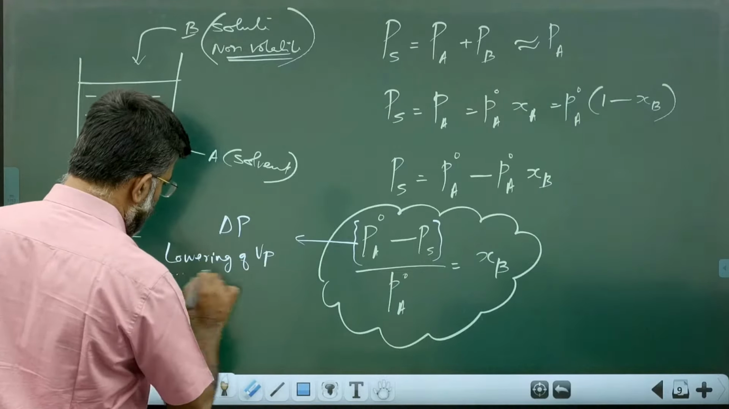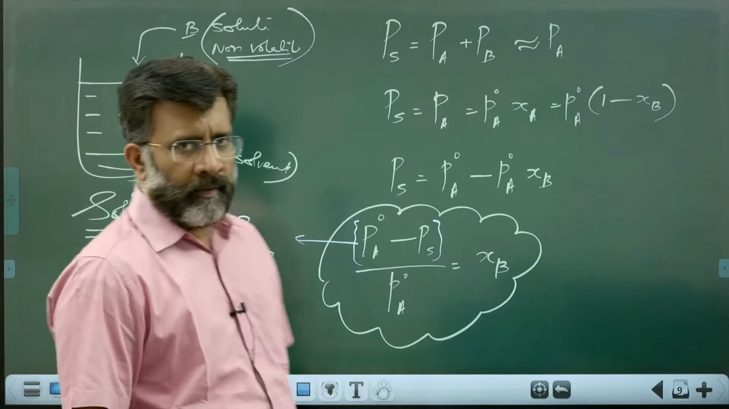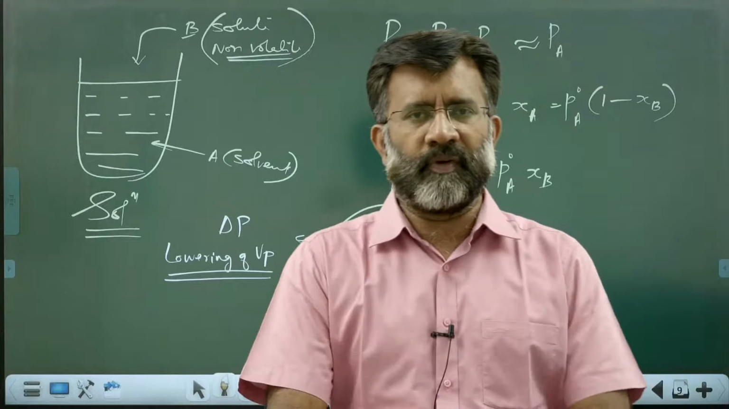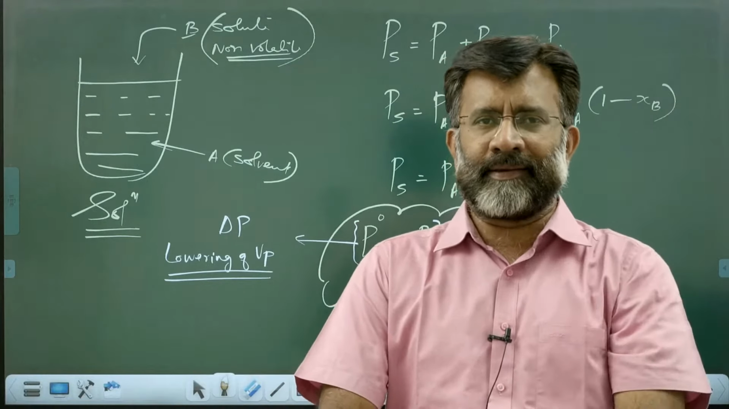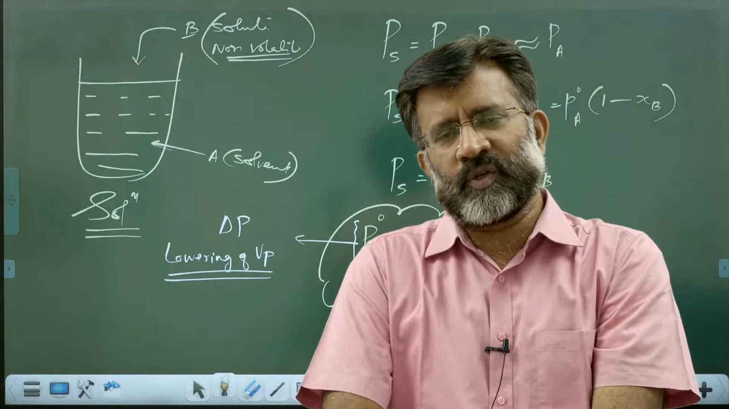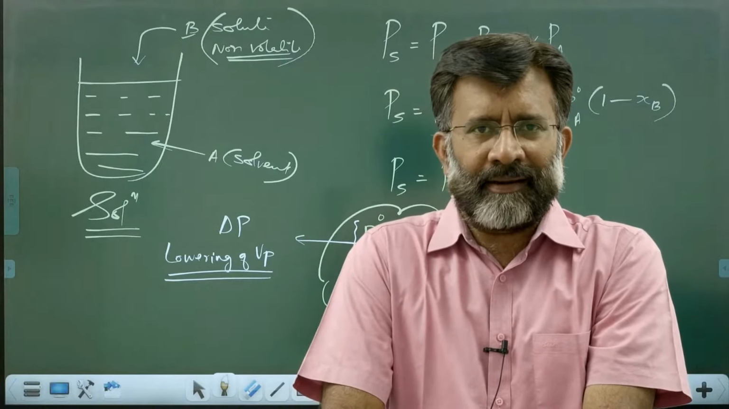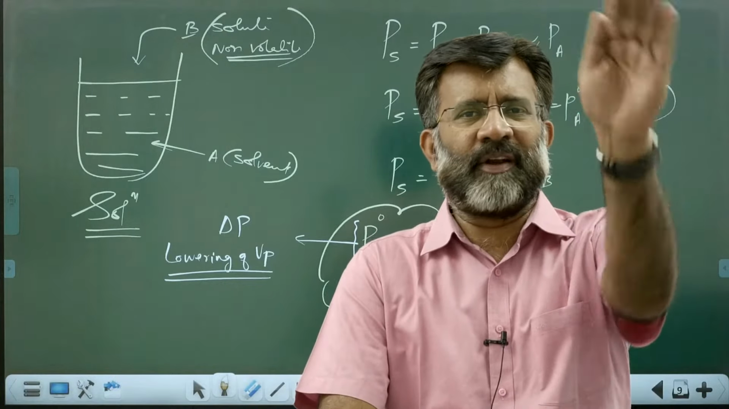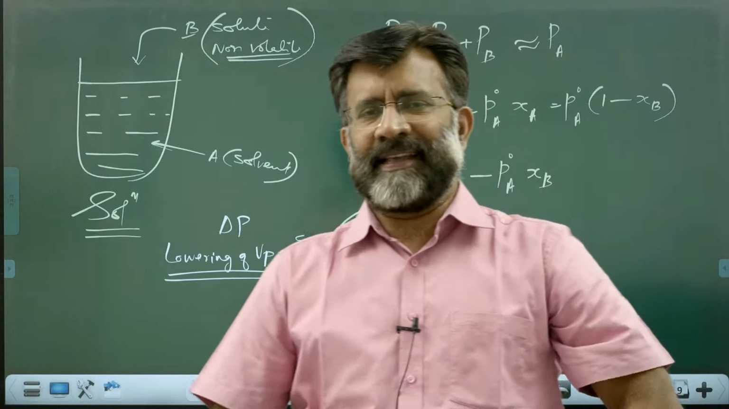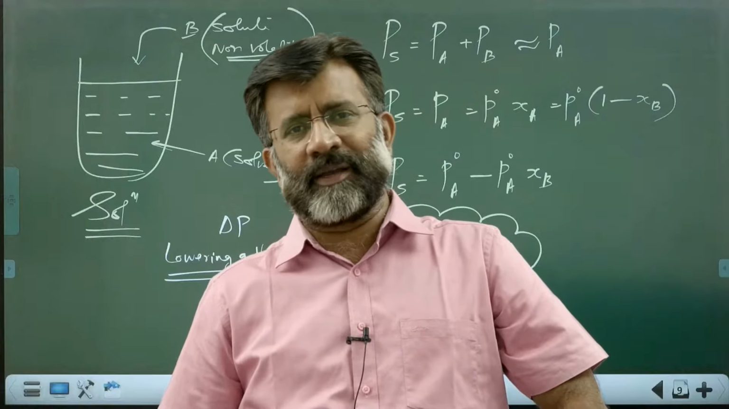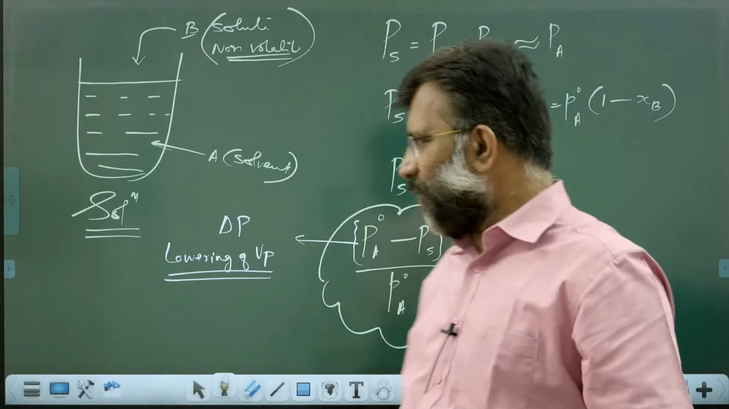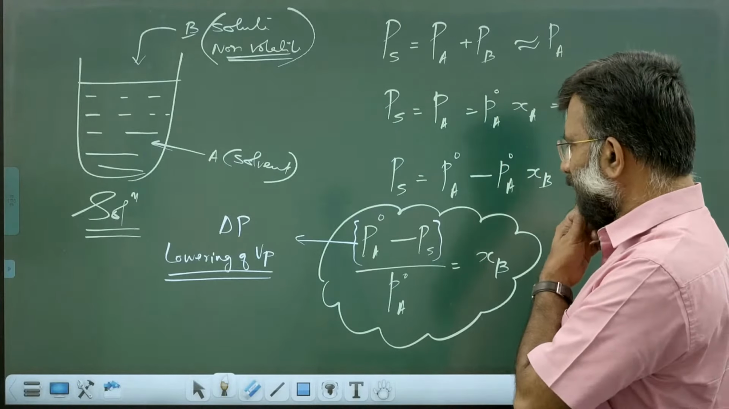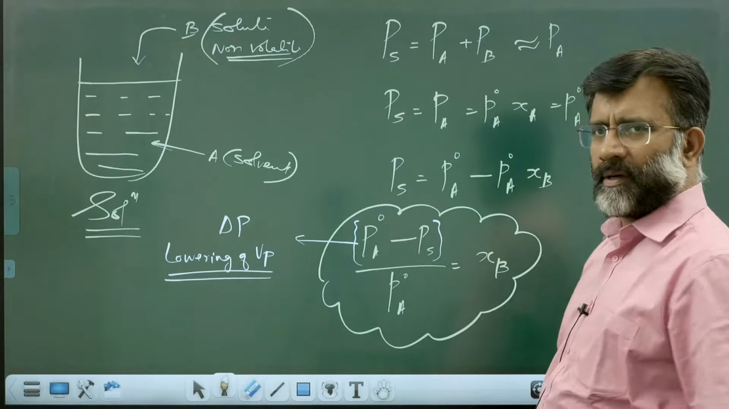Whenever you add a non-volatile solute into a solvent, the vapor pressure of solvent will decrease because the solute is non-volatile. It has a reluctance towards evaporation. So vapor pressure will decrease. And that is what we are learning as colligative properties. So this is called the lowering of vapor pressure, delta P. Delta P is equal to P naught minus PS.